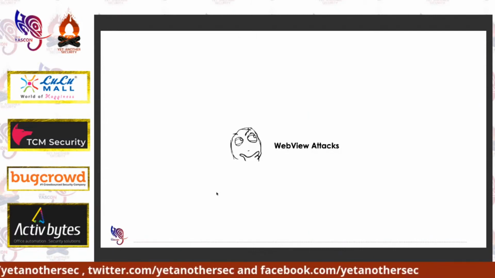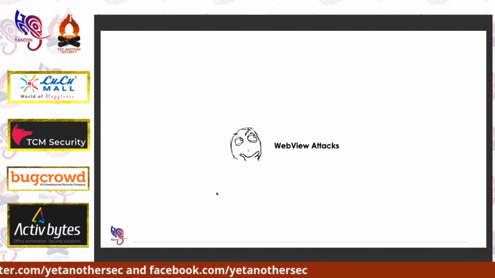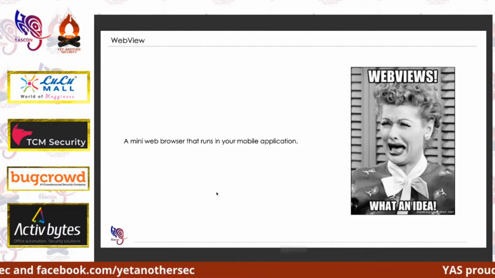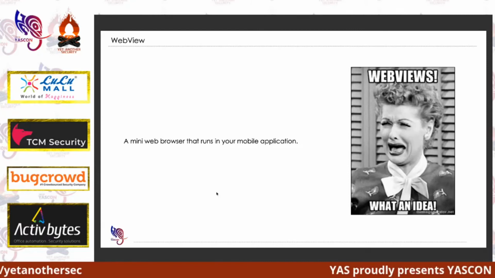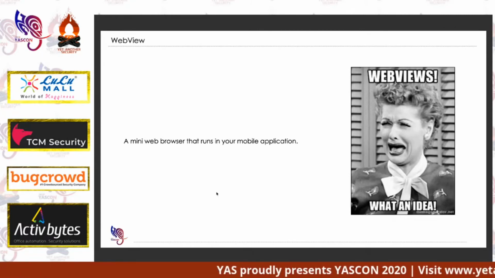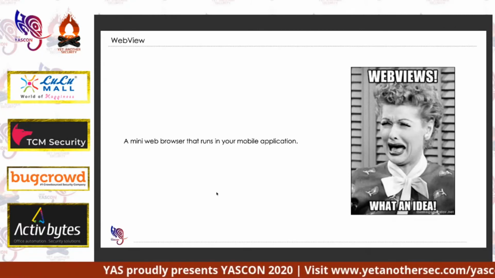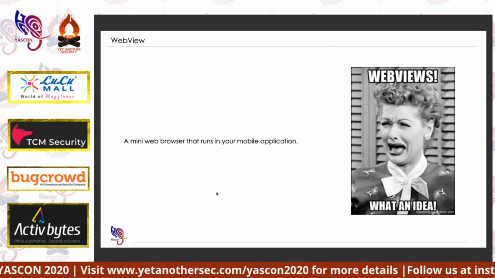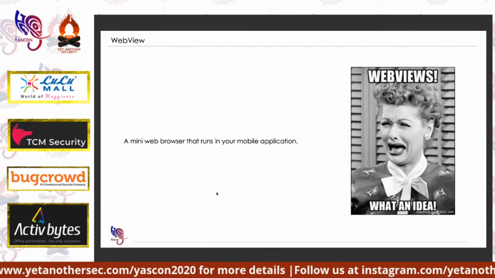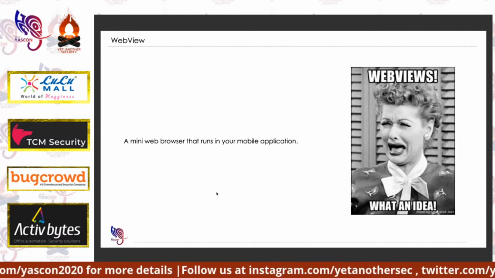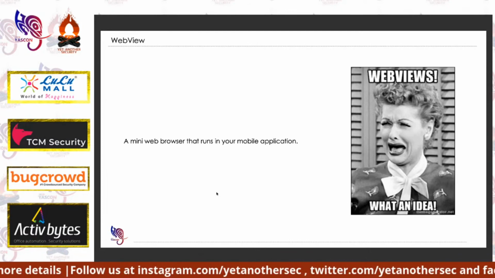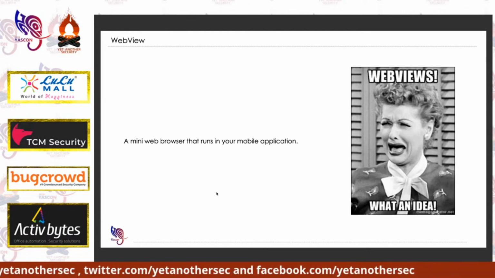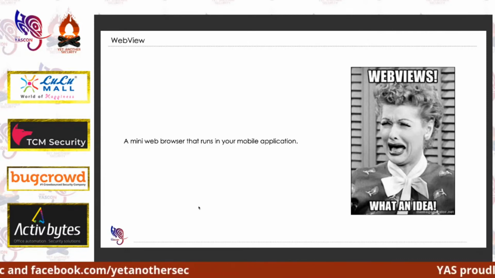Moving forward, let's have a look at web view attacks, what web view attacks are. So what are basically web views? A mini web browser that runs inside your mobile application. So if you open Facebook and try to click any of the links, it specifically opens that link in an embedded browser which comes with Facebook itself. So it won't open in Chrome, Firefox, or any of your default browsers, but it will open it from the inbuilt browser of Facebook itself.